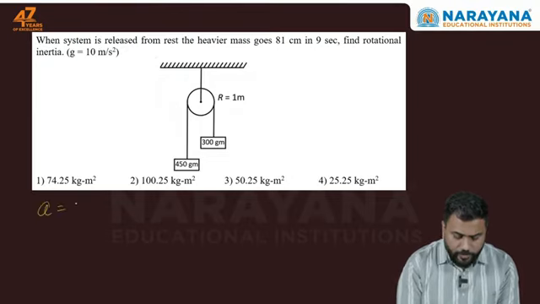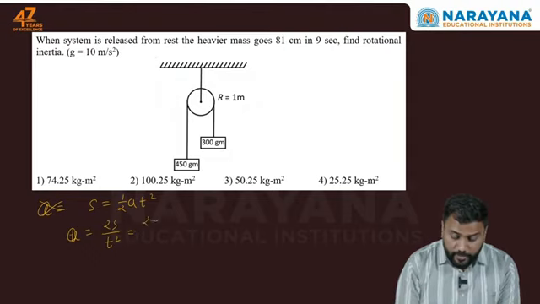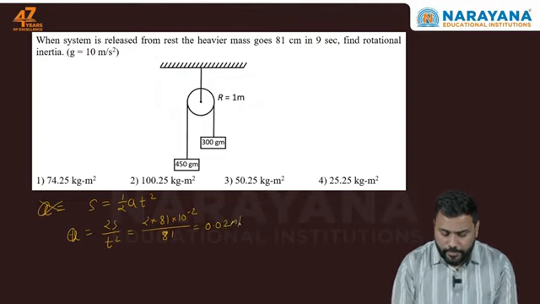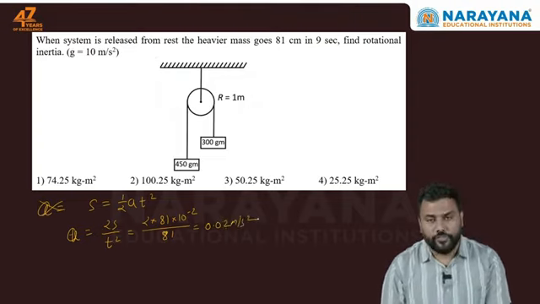The acceleration of the system you can calculate from the displacement of the mass. Let's use S is equal to ut plus half at square. So this S should be equal to half at square. Hence acceleration you can write as 2S by t square. If you put the value of displacement, which is given as 81 centimeter, whole thing divided by time square, which is 81. So see, this is 0.02 meter per second square. So we know the acceleration of the system.